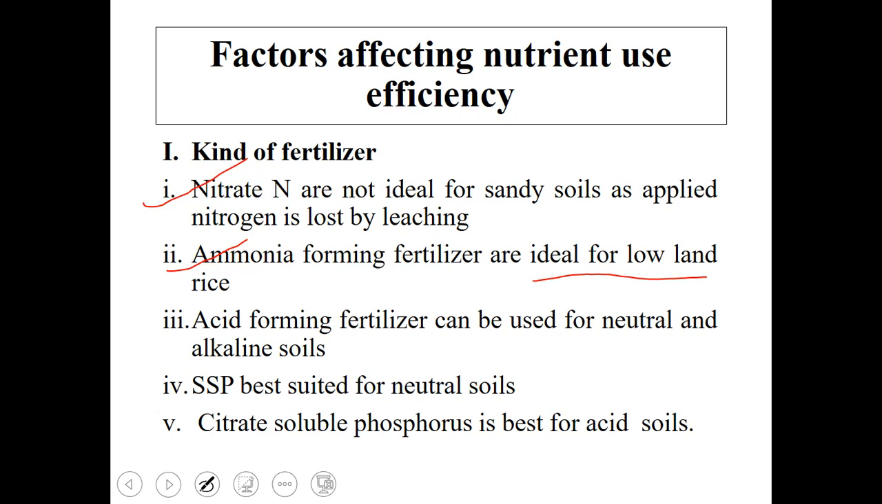So in such soils we have to go for ammonia type of fertilizer only. We should not give nitrate type of fertilizer there. And third one is acid forming fertilizers can be used for neutral and alkaline soils, obviously, right? Because in alkaline soil, if we want to reduce the pH, we have to apply acid forming fertilizer. Even for neutral soils we can apply in some cases.